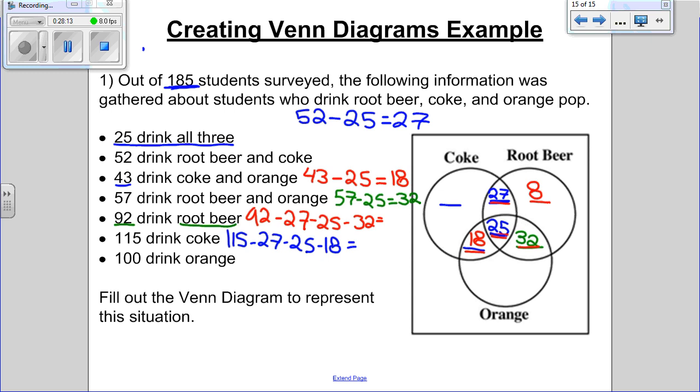So how would you do the last one? I did 18 plus 25 plus 32. Yep. And that would tell you. So if you took all the people who drink orange pop, which was 100 people, and then subtracted out the 3 categories that also drink orange, you should get the answer.